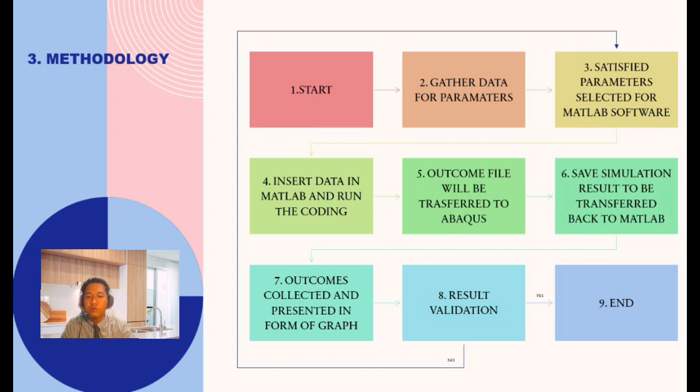In Abaqus, the simulation will be run and saved, then transferred back to MATLAB. After the outcome is collected and presented in the form of a graph, there will be several validations before it is complete. If the outcome satisfies the needs, the experiment ends, and if not, it will repeat from step three, which is to find the suitable parameters to be selected in the MATLAB software.